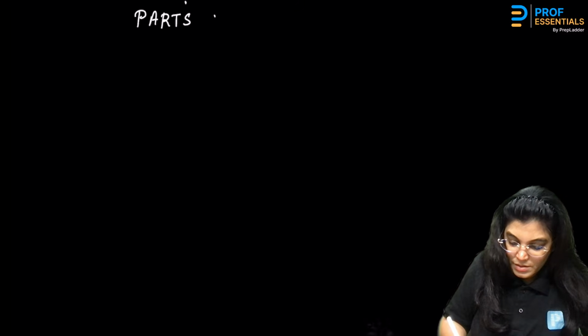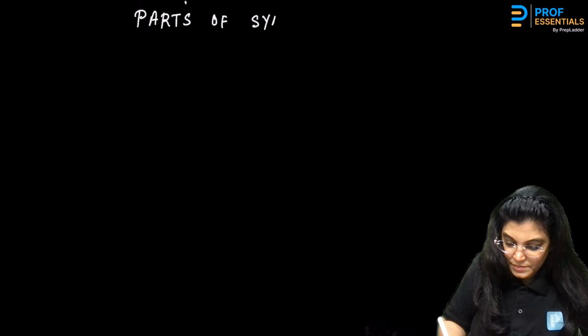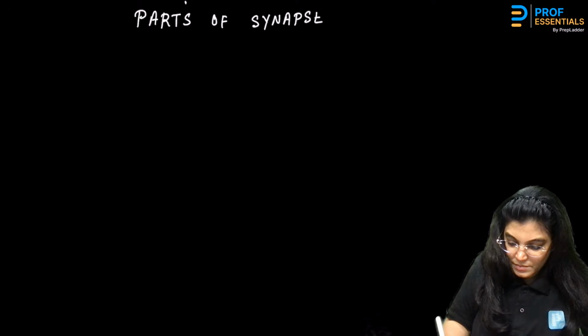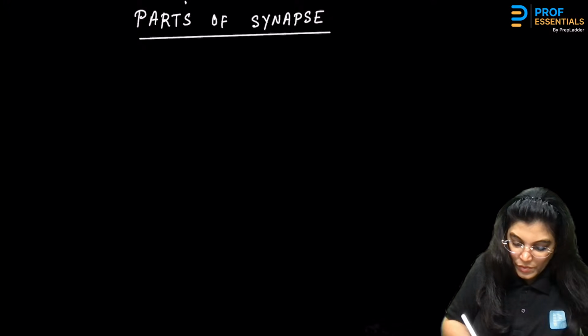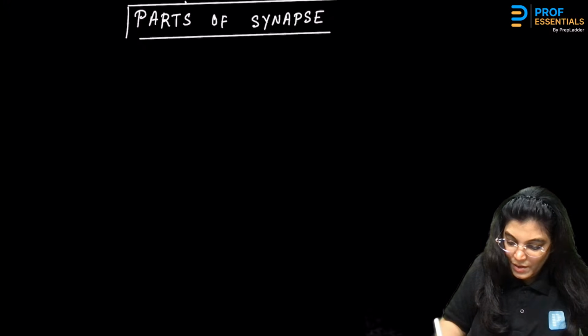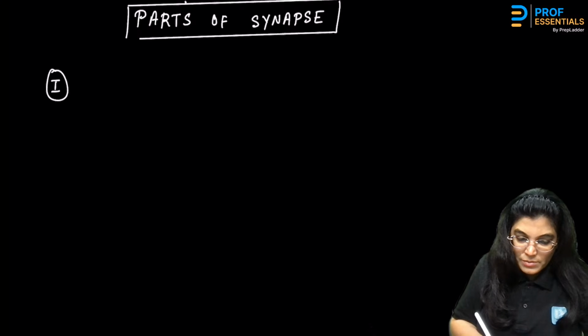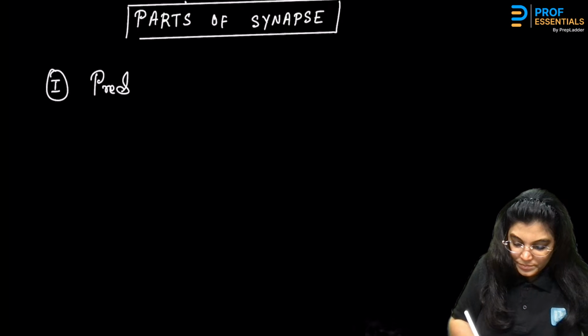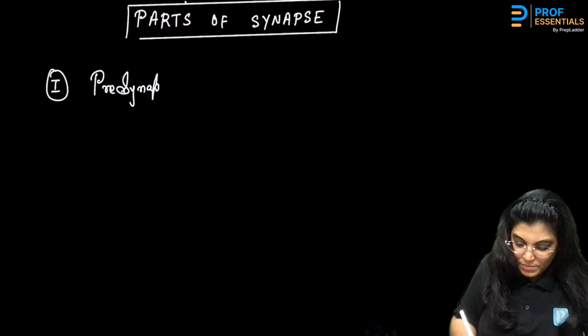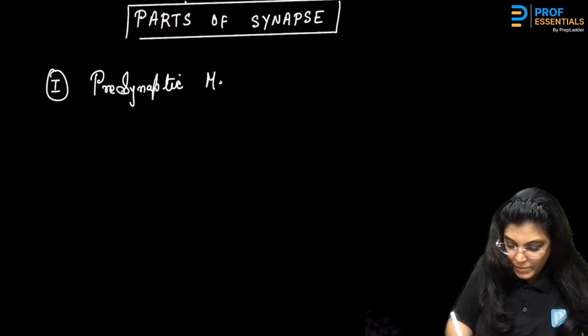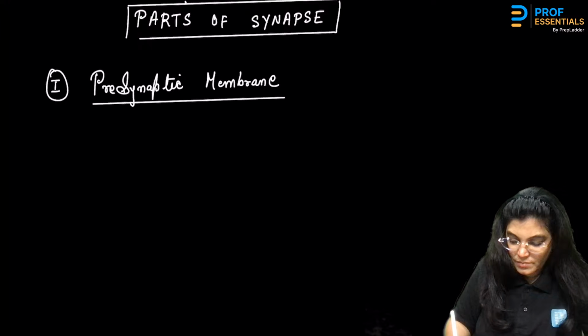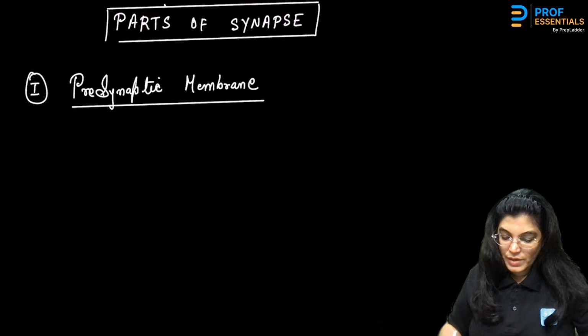Parts of synapse. So we want to define parts of synapse. We have got the following three parts of synapse. The first is presynaptic membrane. Okay, so we have to know about this.